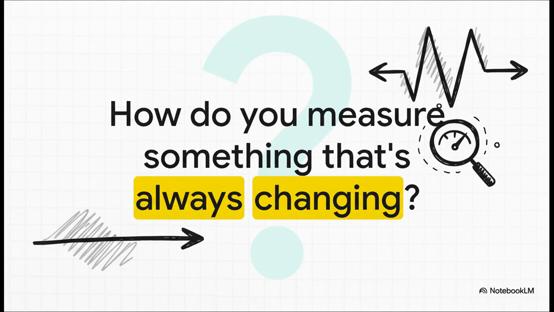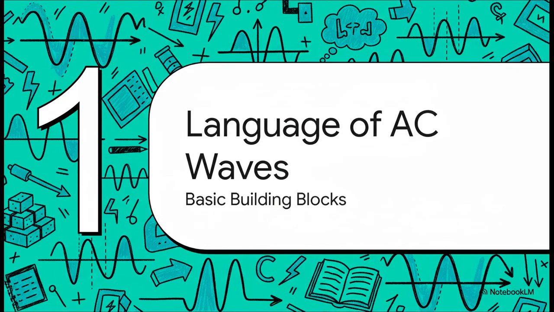See, direct current, or DC, is easy. It's just a nice, steady, constant flow. But alternating current, it's always in motion, always swinging from positive to negative and back again. So how in the world do you put a number on something that just will not stand still? To answer that, we have to start with a vocabulary. Let's build up our understanding with the absolute basic building blocks of these AC waves.